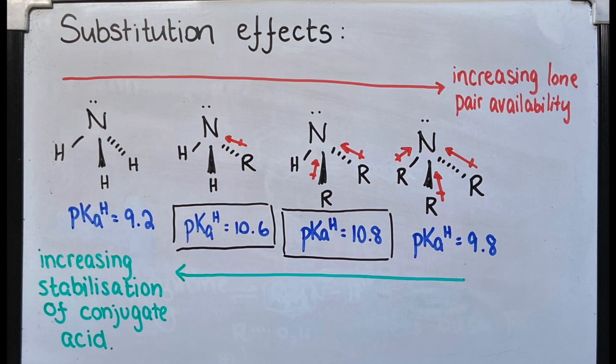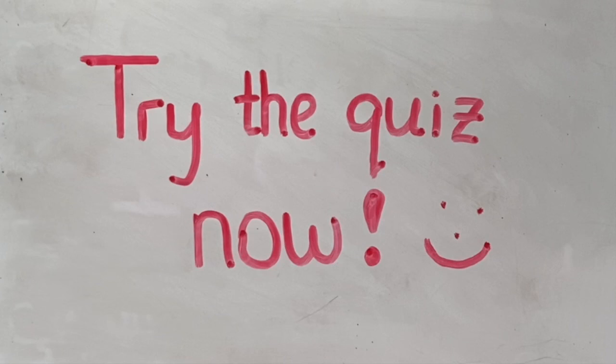As a result of these two competing factors, the highest basicity levels are observed in the middle of the spectrum, NRH2 and NR2H, where the factors are relatively balanced. Try the quiz to test your understanding of acids and bases.